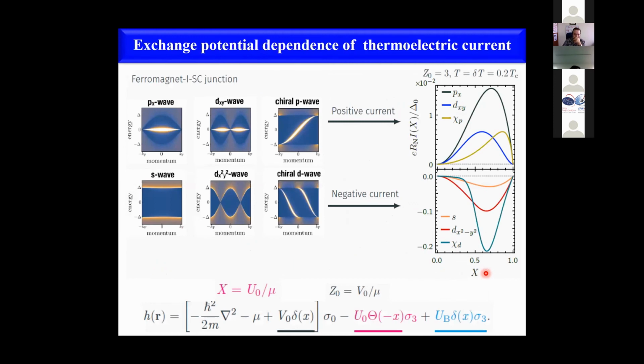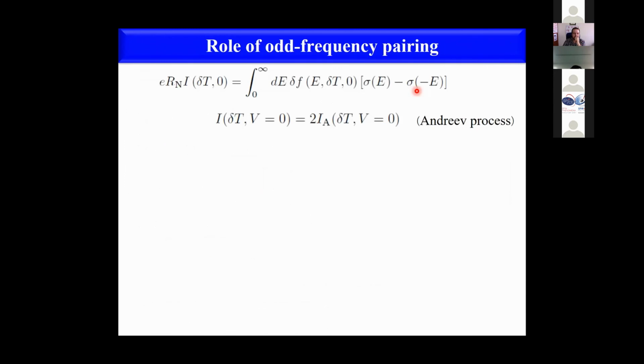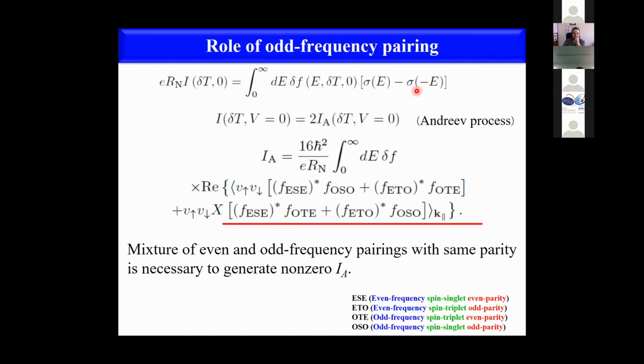And actually we have applied it for px wave, dxy, or chiral p wave like that. Then as compared to S wave, D wave, or chiral D wave case, the sign of thermoelectric current is completely reversed. Okay, so then finally, I would like to mention the role of odd frequency pairing.